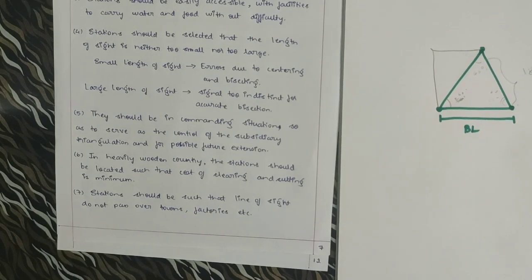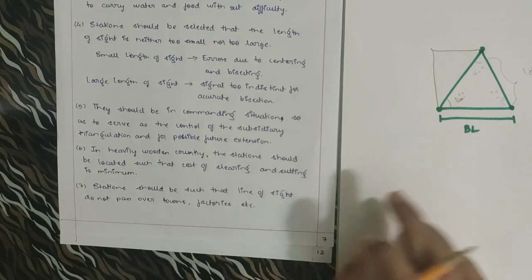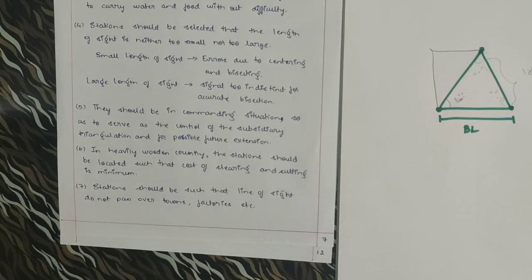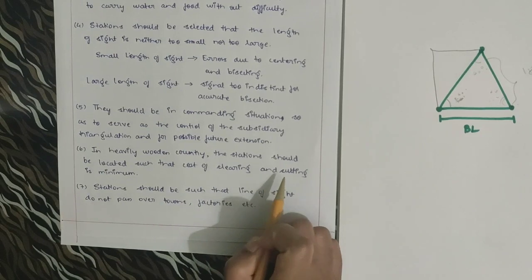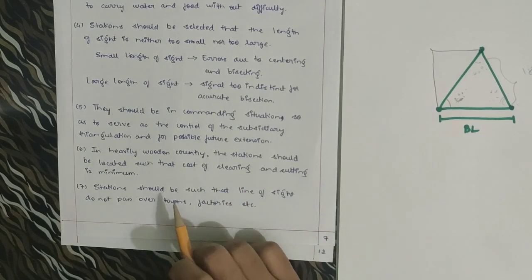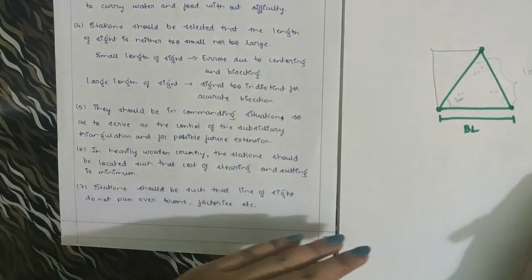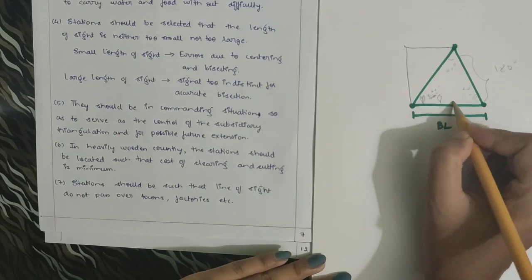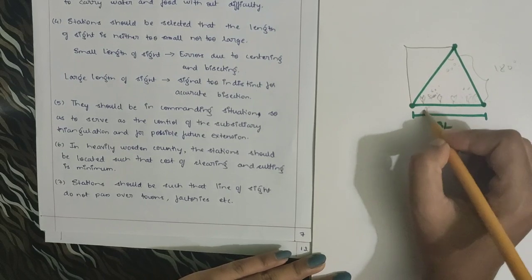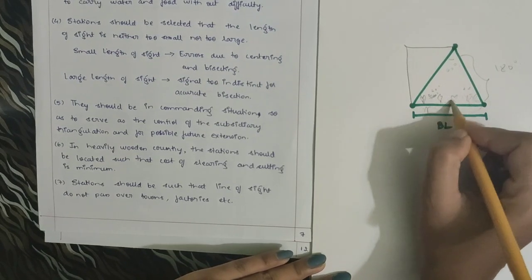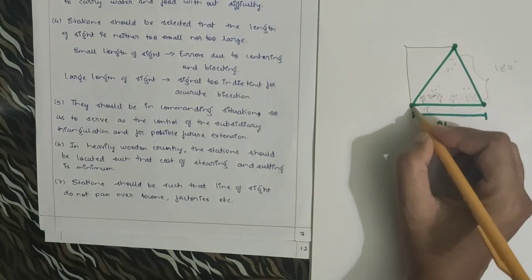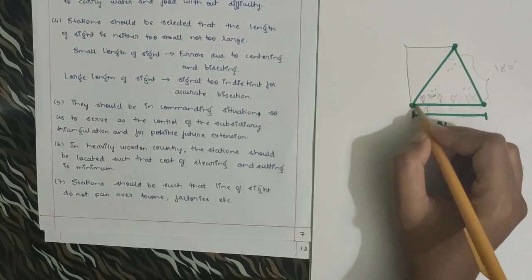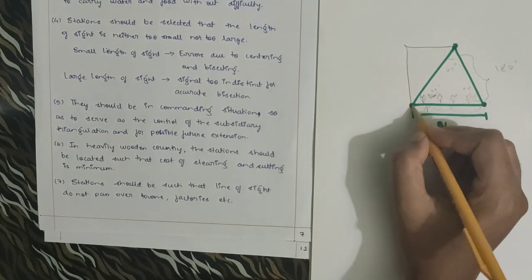Like this. Then in heavily wooded countries, the station should be located such that the cost of clearing and cutting is minimum. See, when there is plantation or woody trees or a woody area over here, to cut and clear that way, that is, as I said, the first point.